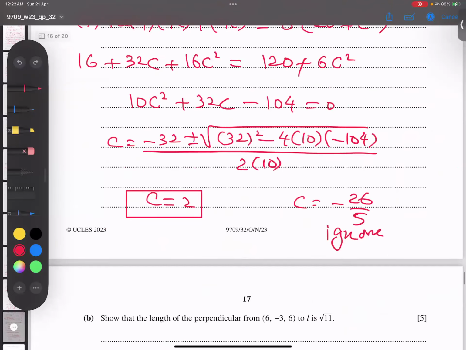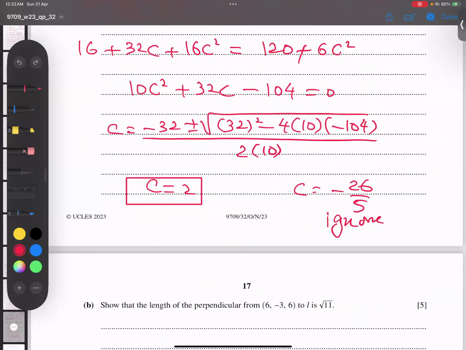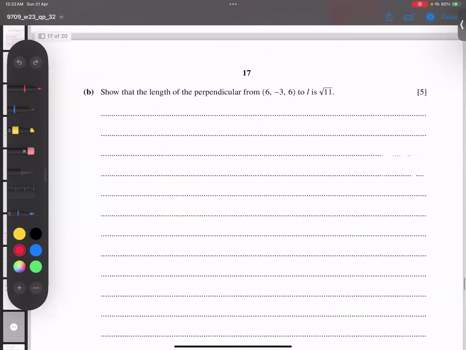So I believe the whole point is very clear. Part B: show the length of the perpendicular from this point. So the point is this, and line L is this. He said perpendicular. I will show you the reason I'm going to draw it like this. So I'm giving line L is this. This is F, the foot of the perpendicular. This point is 6, minus 3, 6.